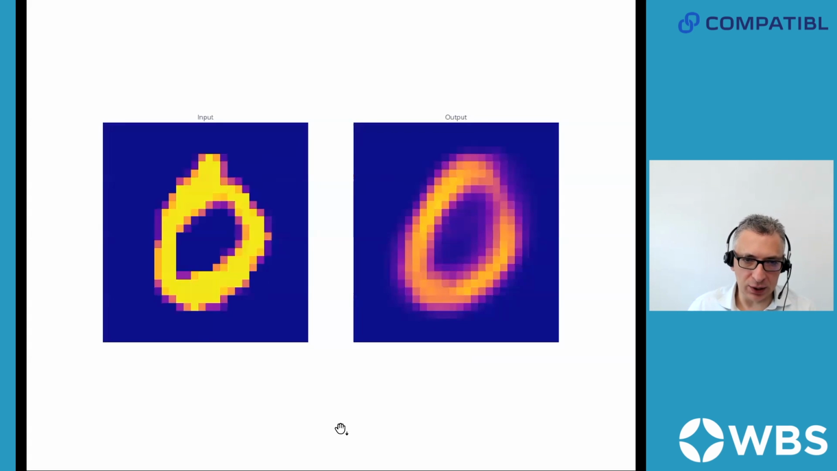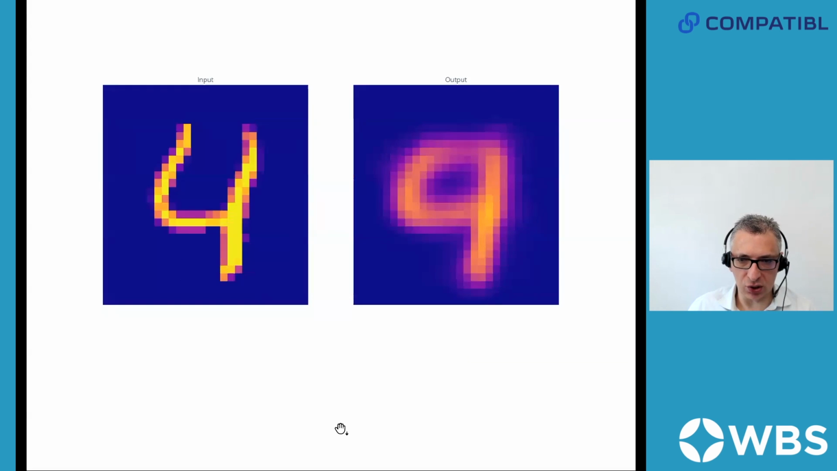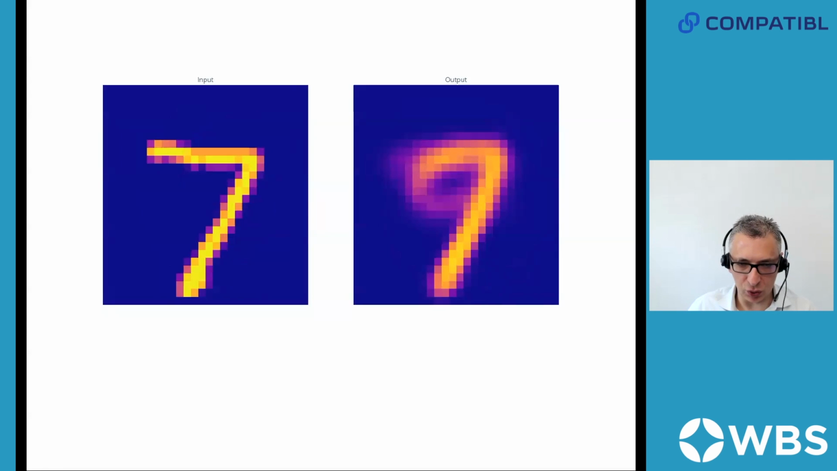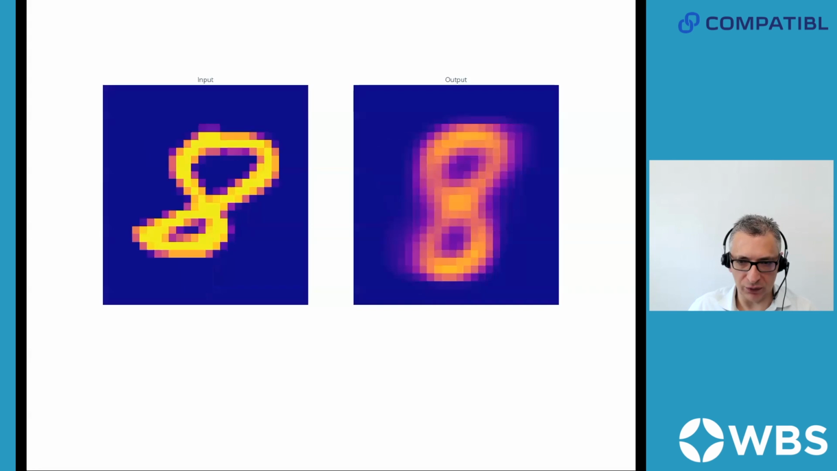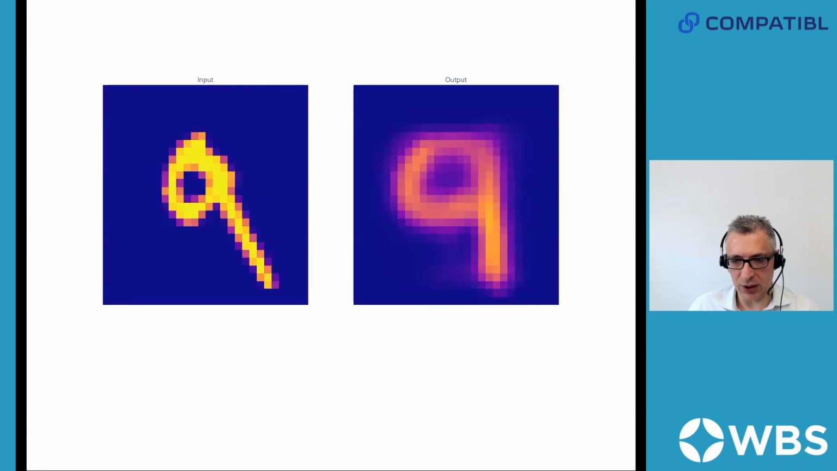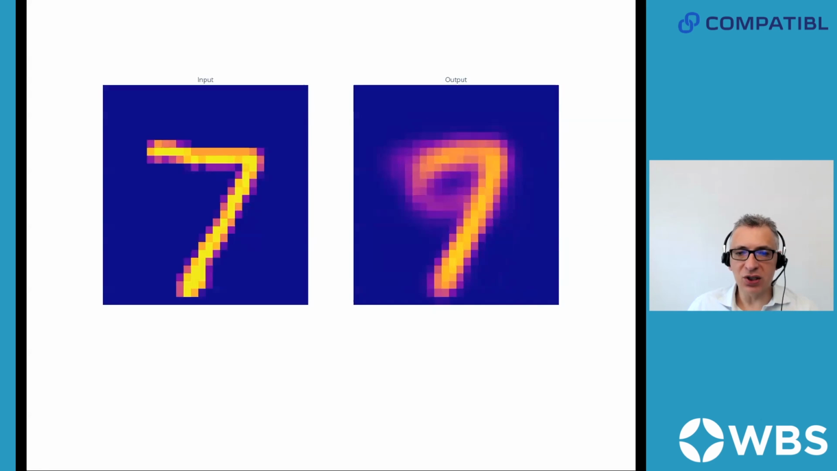These are the encoded digits. You start from the digit on the left and you end up with a digit on the right. So you encode the curve, you decode the curve, or you encode the digit, you decode the digit. It was 8 on the left and it's 8 on the right, and it looks similar. This 9 is rotated a little bit. So this is what a 2-dimensional latent space does for digits.